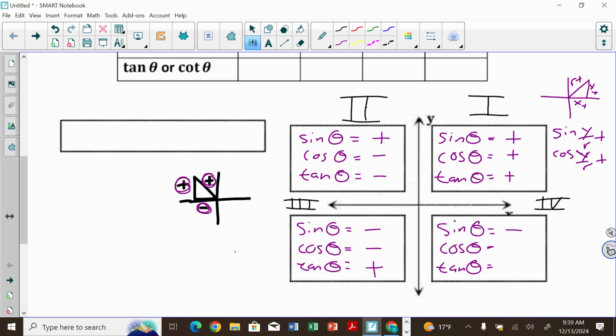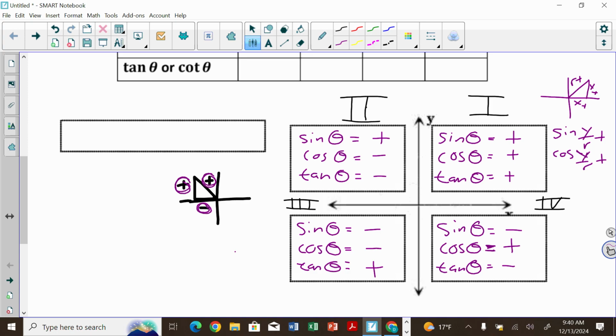Cosine would be positive because that deals with the x, and x would be positive in this situation. And tangent would be negative because we'd have a negative over a positive for y over x. Okay? So that kind of helps us.